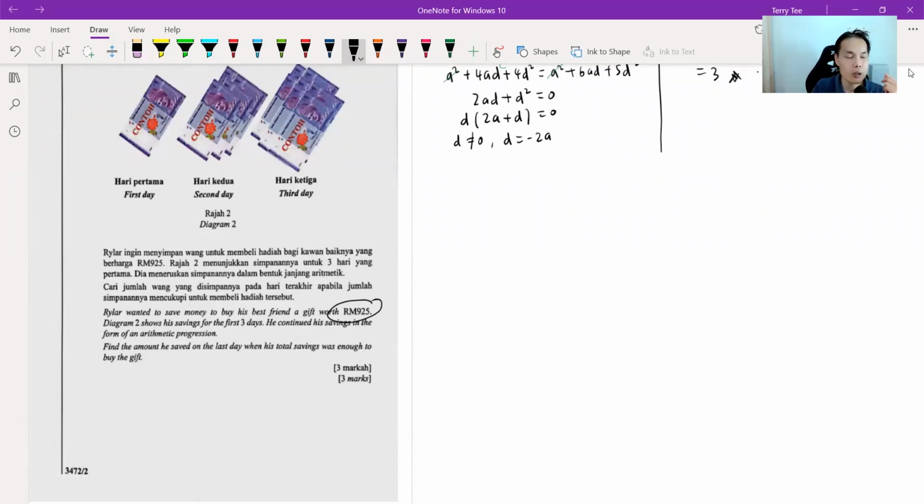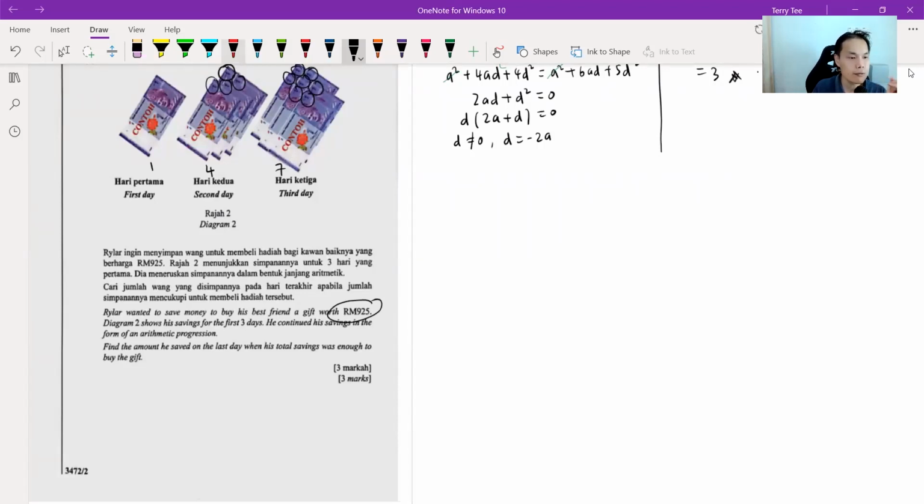So first day he has 1 ringgit. Second day he has 1, 2, 3, 4 ringgit. A bit hard to see, right? Yeah, 4 ringgit. Here he has 4 ringgit. Third day he has 1, 2, 3, 4, 5, 6, 7. Look at the number on top, it's easier to see. This is 7. So it goes like an arithmetic progression, right?